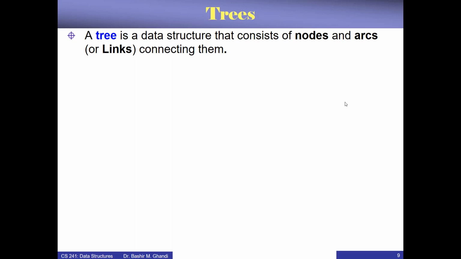So for the first time, if you observe this definition, there is no mention of the word linear, because actually tree is the first data structure we are encountering that is non-linear. All the basic ones that we have seen before, they were linear data structures, but tree is not.